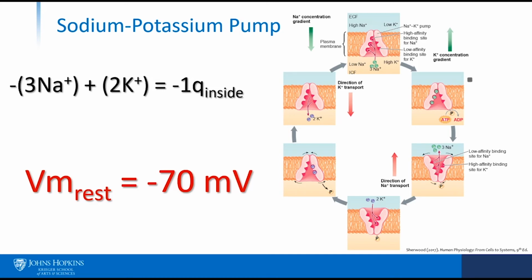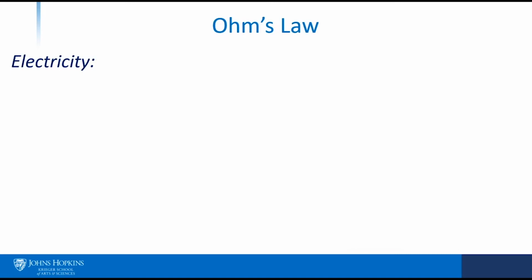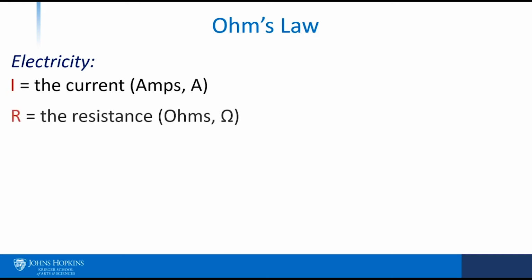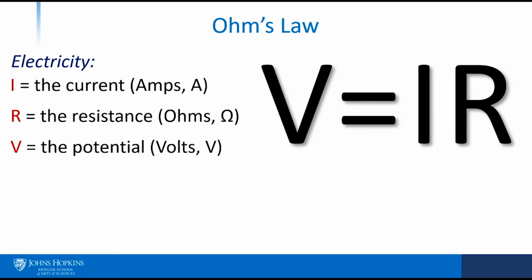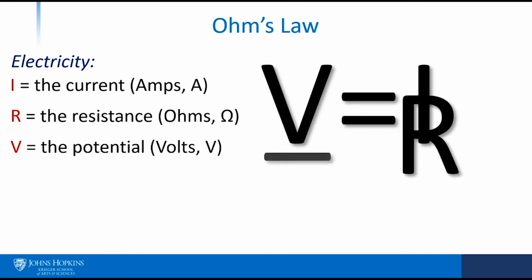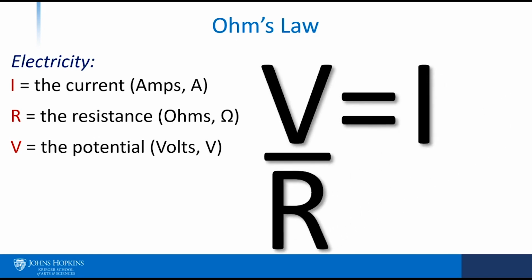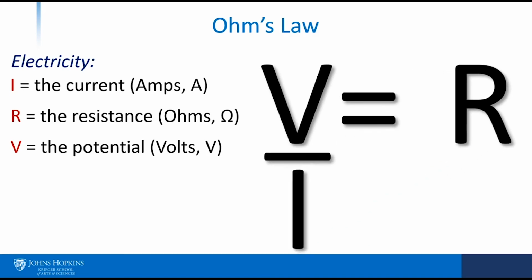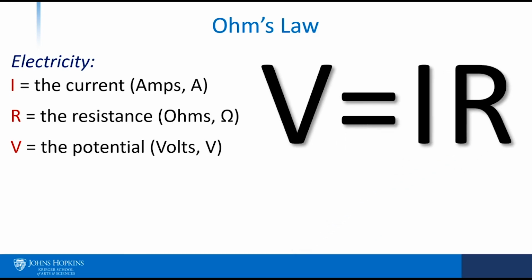The electrical excitability of the membrane introduces a fundamental concept that will be revisited throughout this course: Ohm's Law. Ohm's Law defines the fundamental relationship between current, the flow of something from one place to another, resistance, the difficulty something has in flowing from one place to another, and the pressure or potential for something to flow. It is written like this, or this, or this, or, well, you get the idea.